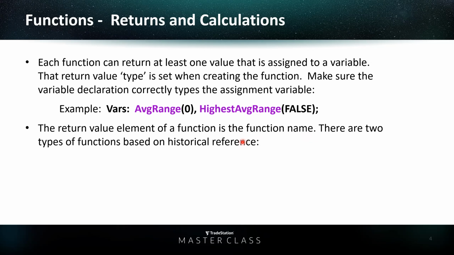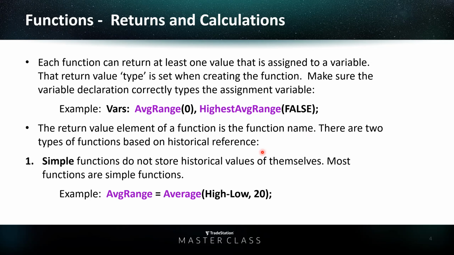So there are two types of functions based on historical reference. There are simple functions that do not store historical values. Most functions are simple functions, like for example, average. Even though it uses a look back, it doesn't have to store historical values to perform its calculations. It just takes the average of the high minus the low over a period of 20 bars. That's the function called average range.